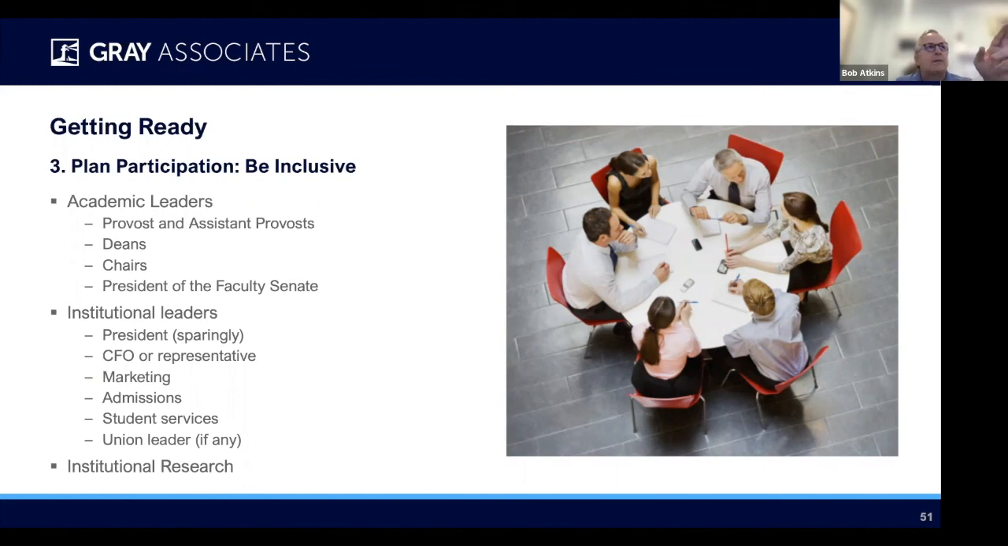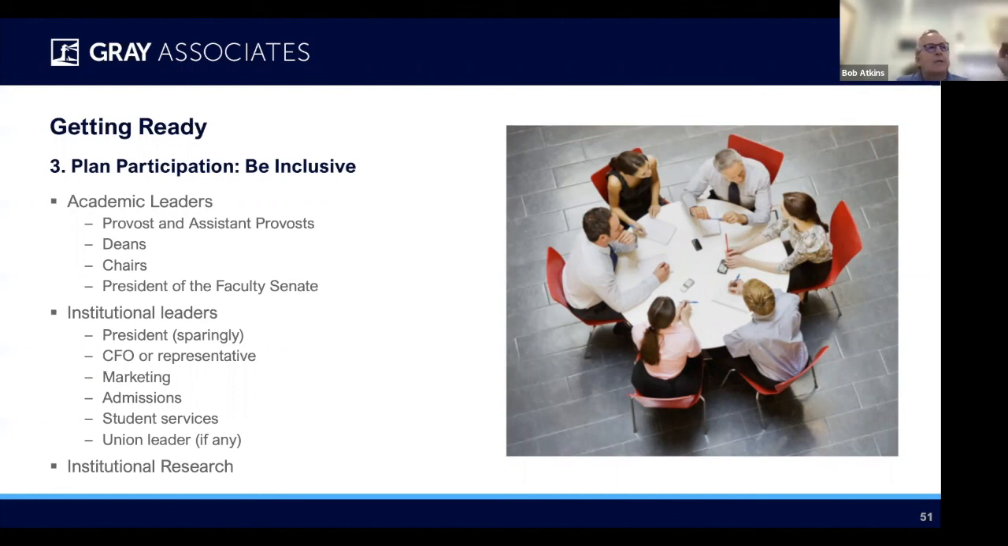So academic leaders are important here: the provost and assistant provost, deans, chairs, and I would include the president of the faculty senate. If you're unionized, I would also include some of the union leaders in the room. Institutional leaders, generally speaking, the president isn't in the room for the process. They'll be reported out to, and it's helpful if they can come in as we talk about the workshop and kind of be a bookend and kick it off and emphasize the importance of the effort and the time people are putting in, and then come back at the end to hear what they recommend.